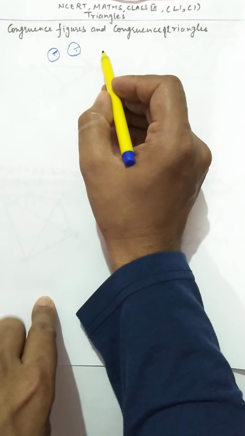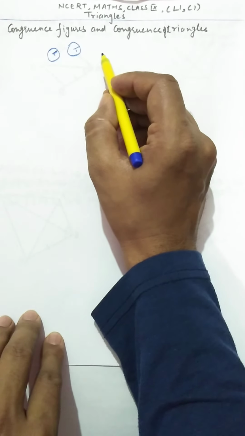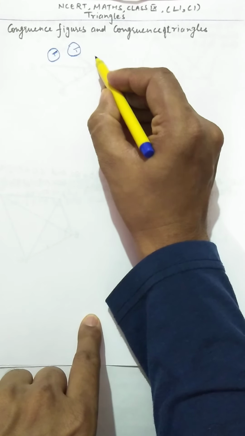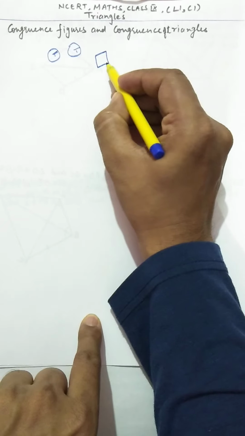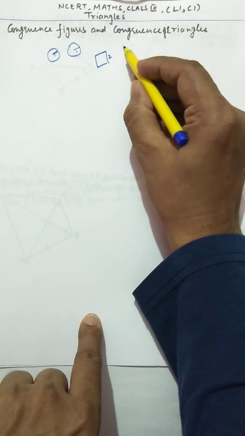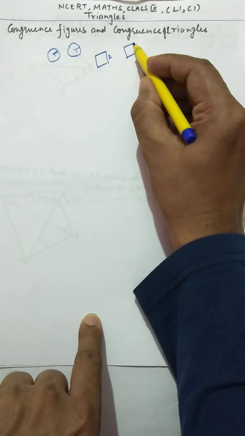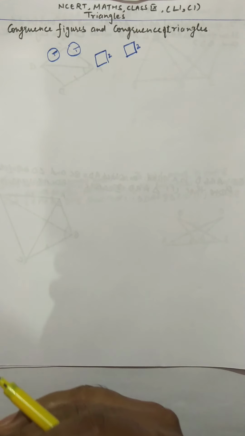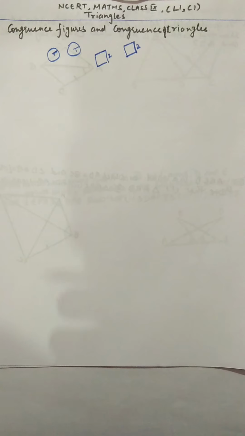One important aspect is coming out, or we can discuss some more figures also. Let's say this is a square of side 2 units, and this is another square of side again 2 units. Then these two squares will also be congruent because their size and shape are the same.